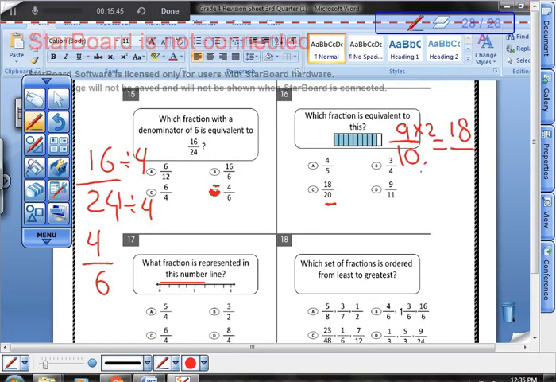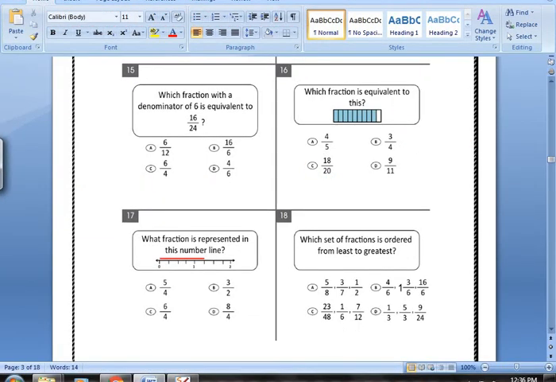So we must multiply up and down by the same number. 10 times 2 is 20. Yes, so 18 out of 20. This is the correct answer. This is the equivalent fraction to this model. Okay, we need to put it up.